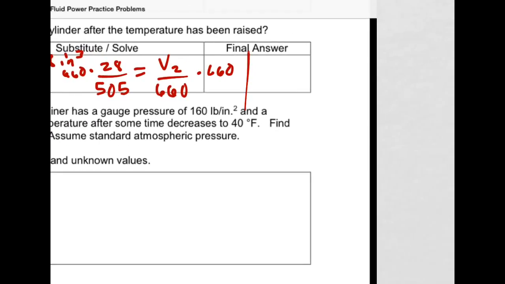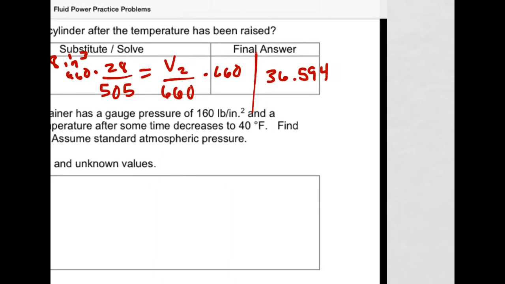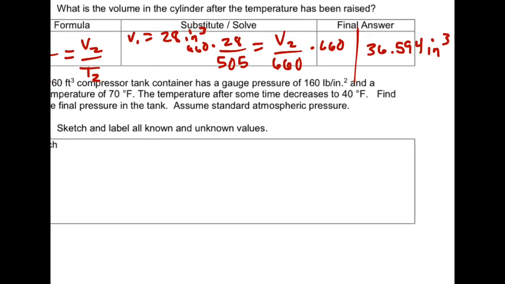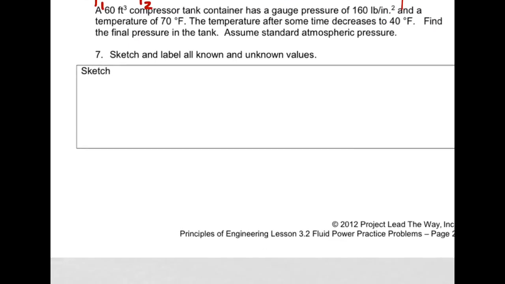So I get 36.594. This is volume, so it'll be inches cubed. The temperature units cancel out with the units there, so I just leave with inches cubed. So there we go. Alright, moving on. This is easy. This is very easy.